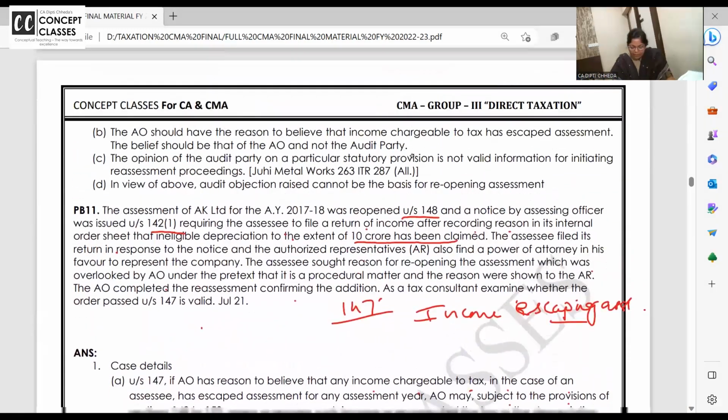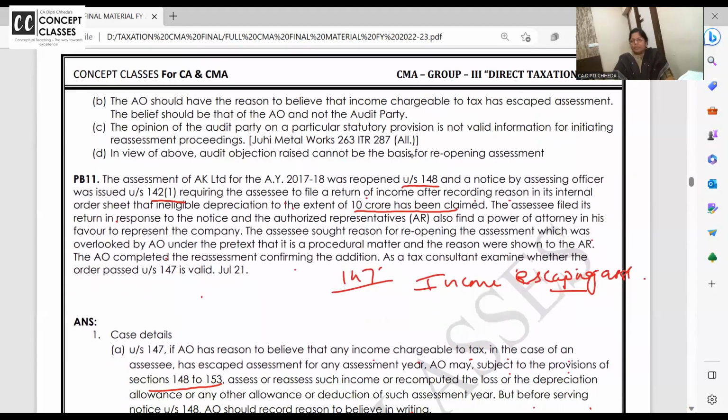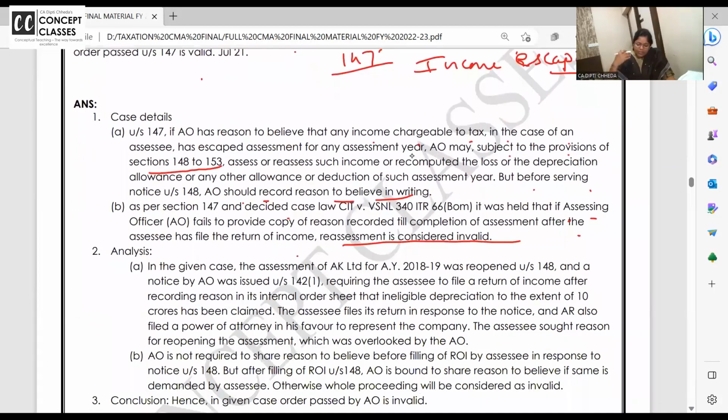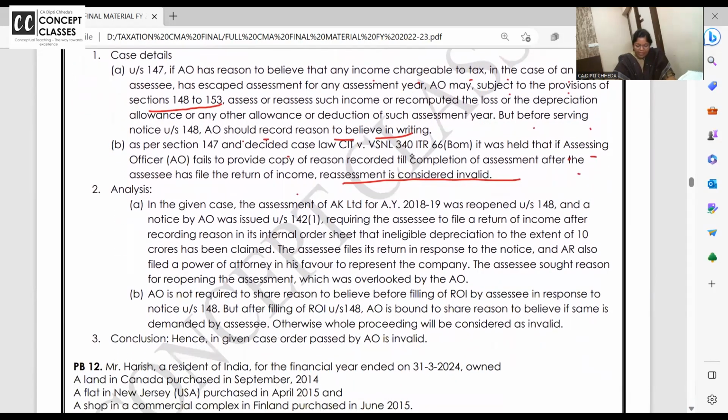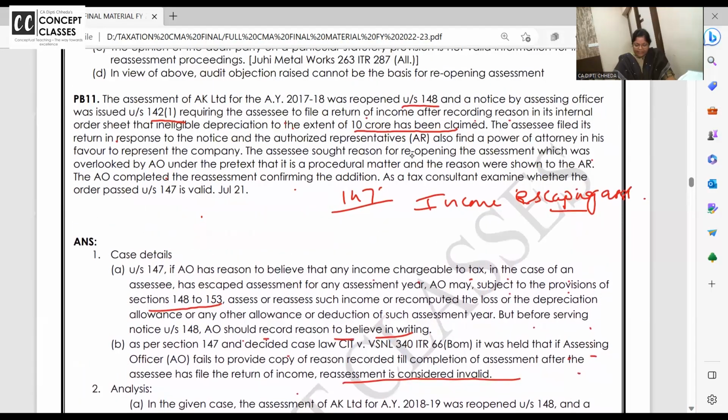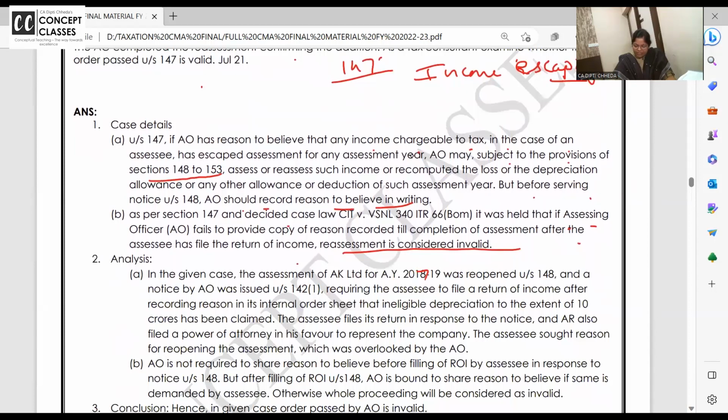AO is not giving opportunity of being heard to the SSC and is just doing the assessment on his own कि depreciation ज़्यादा claim कर लिया, disallow किया और यह ऐसे नहीं चलेगा. In the given case, the assessment for 1819 was reopened. It's not 1819, 1 minute, 1718. Change it.